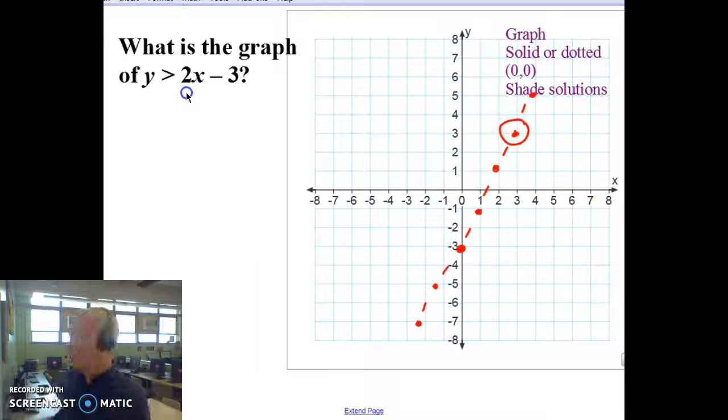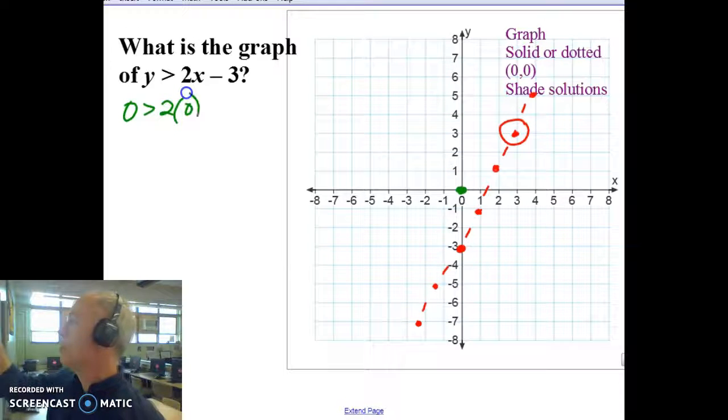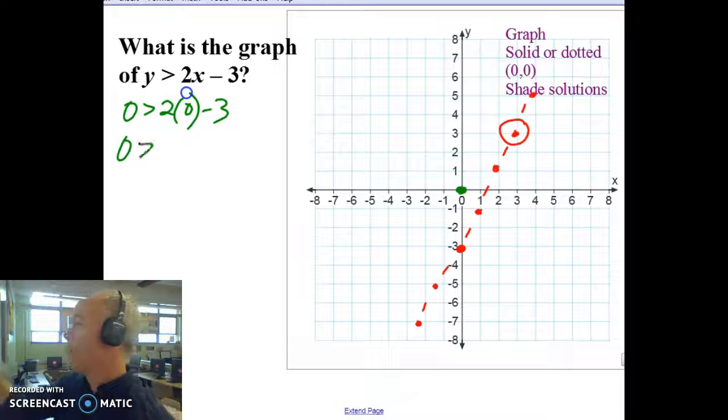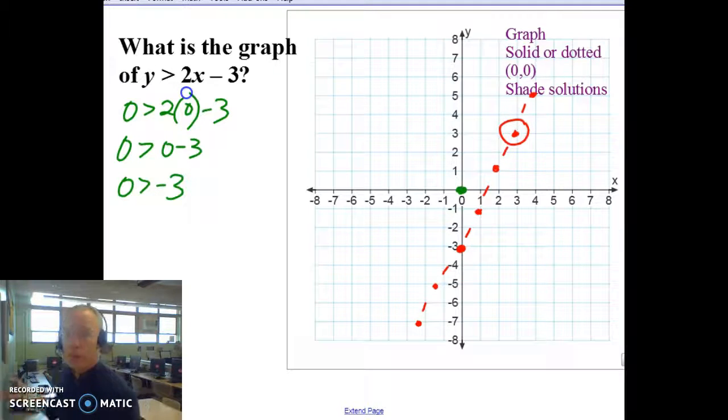Well, to do that, we use the point 0, 0. Why do we use 0, 0? It's really easy to evaluate equations when we use 0. So 0 is greater than 2 times 0 minus 3. If this is true, and it is true, 0 is greater than -3. So what that means is 0, 0 is a solution to this system. So that's one of the solutions. Guess what? All of these ordered pairs above the line are also solutions.